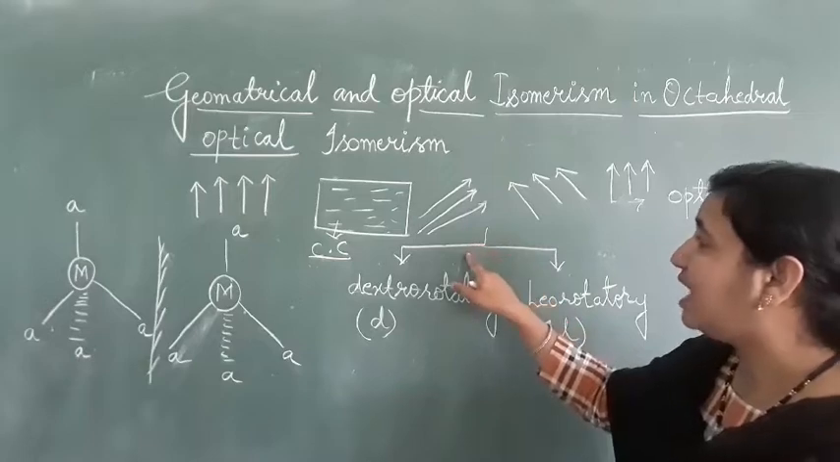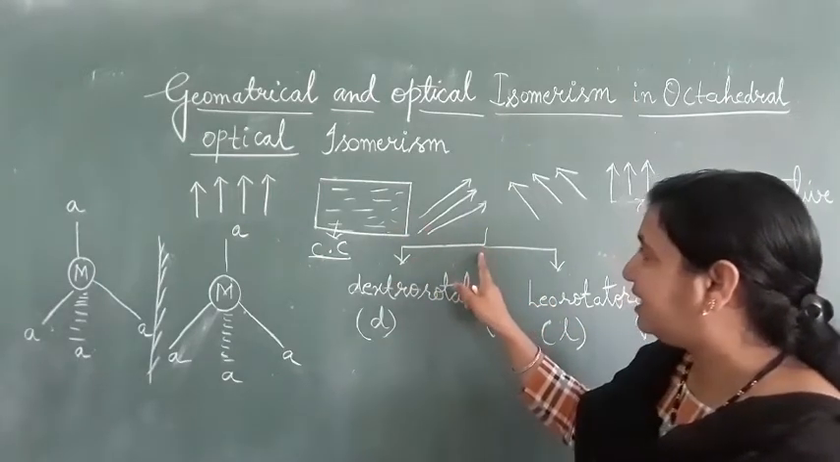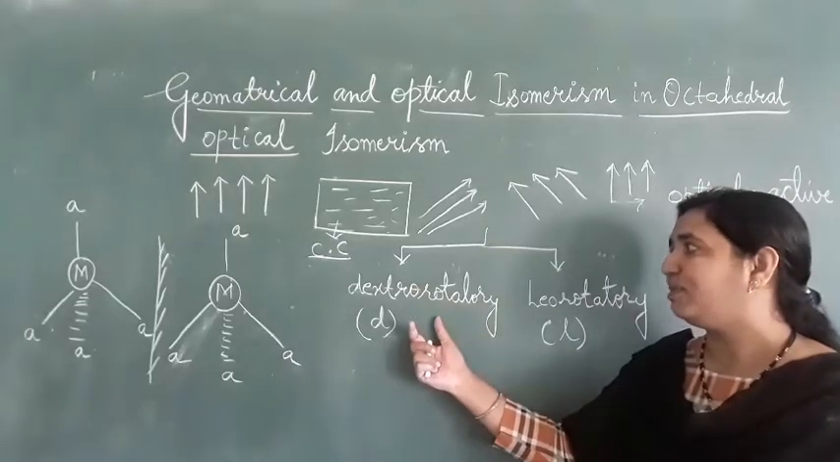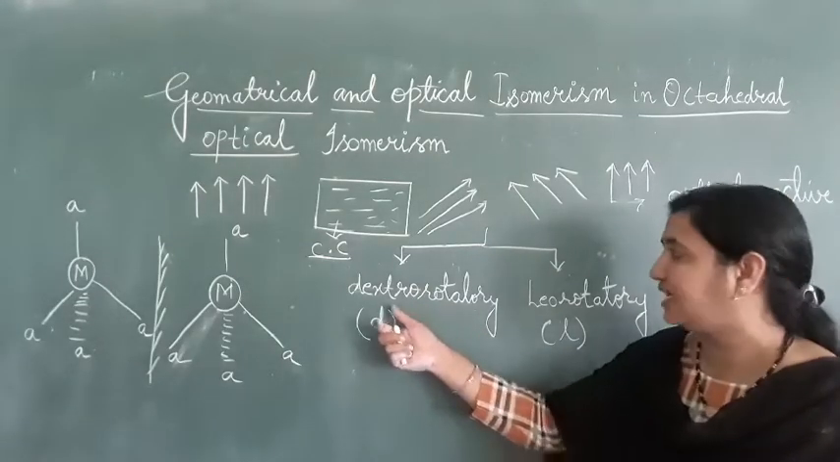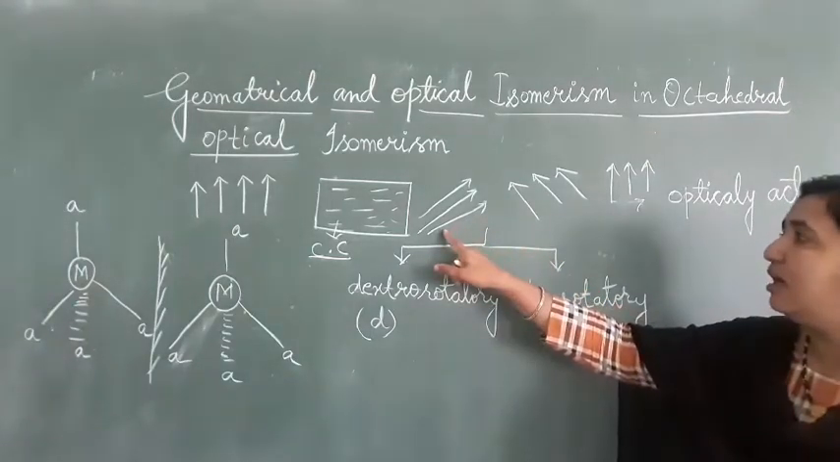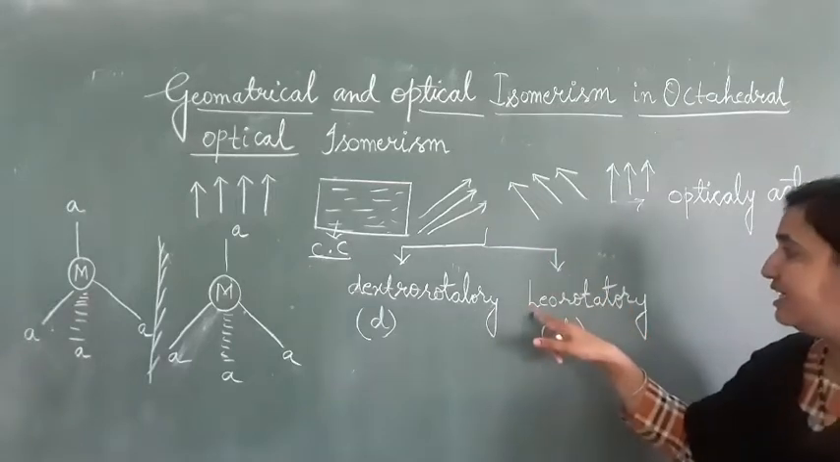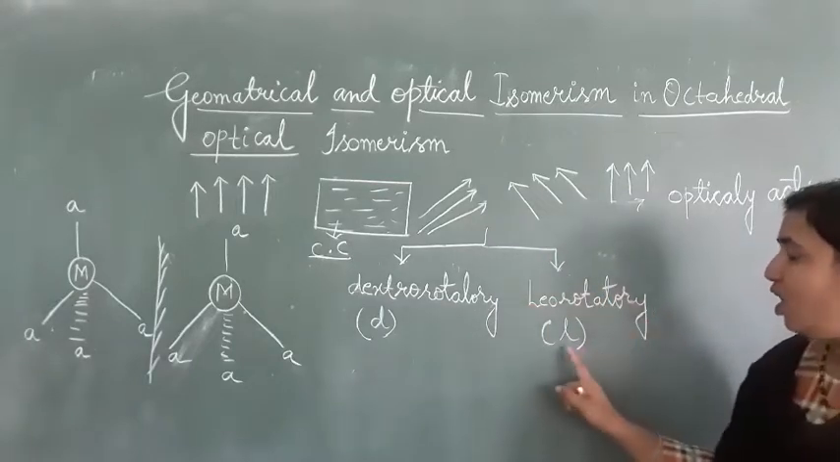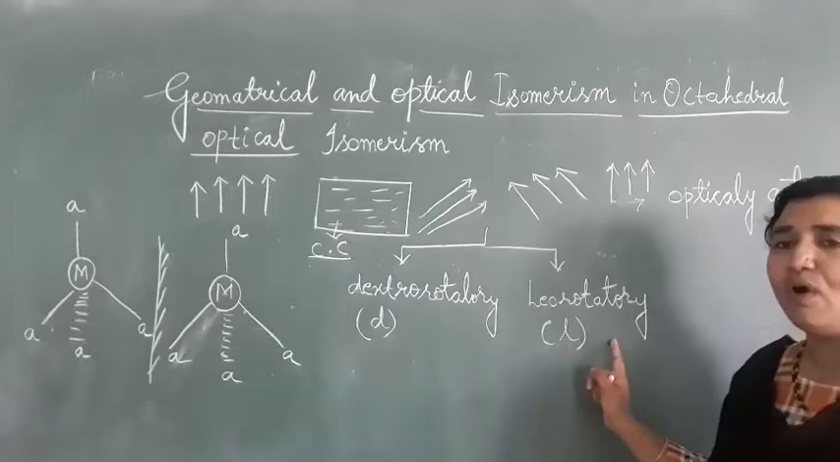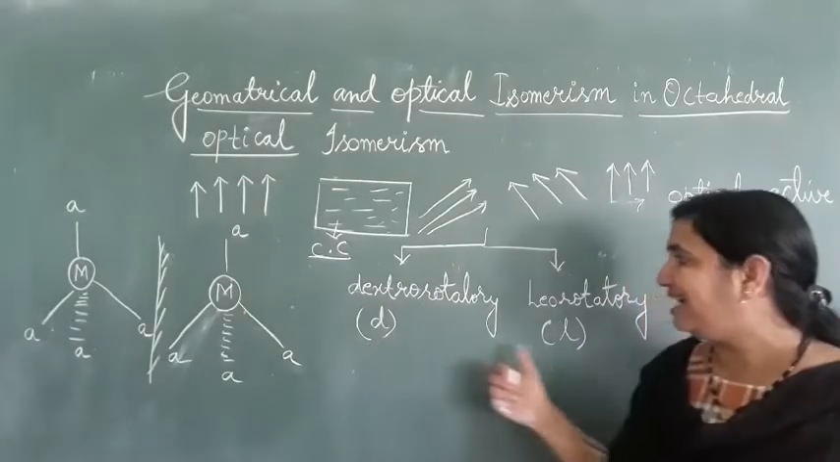So if these isomers rotate the plane polarized light to the right side, that isomer is called dextroform, or dextrorotatory. And if the isomers rotate the plane polarized light to the left side, then it is called laevorotatory, or in short the laevo form or L form. So in short we can denote them by D and L.